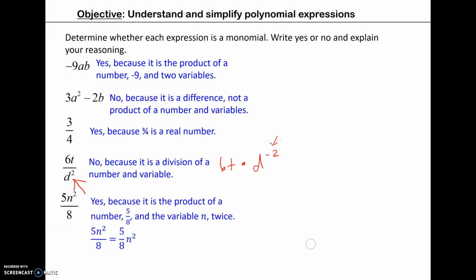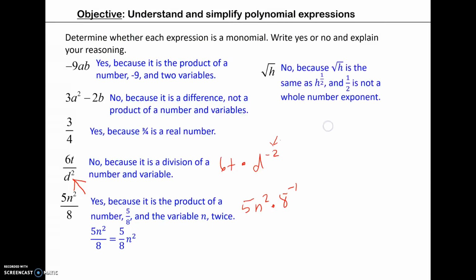Yep, this one is a monomial because your 8, that's totally fine. If you were to rewrite this, you would have 5n squared times 8 to the negative 1 power. It's okay for whole numbers or real numbers to have a negative exponent. It just can't be the variables. Okay, how about the next one?